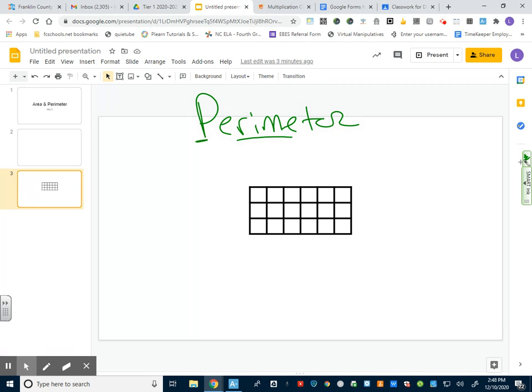It also starts with a P. I like to tell people P, perimeter, plus. P, perimeter, plus. There's also this handy dandy T in the word, so that kind of looks like a plus sign. So, a couple of different ways to help you remember. Perimeter is the outside of the shape, so it's the sum of the outside.